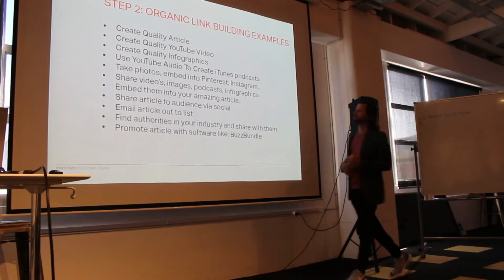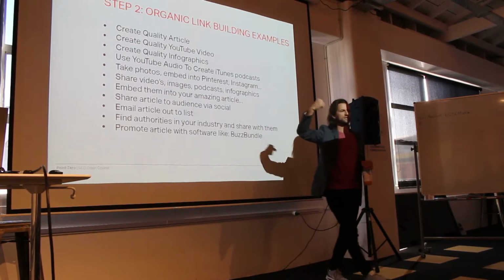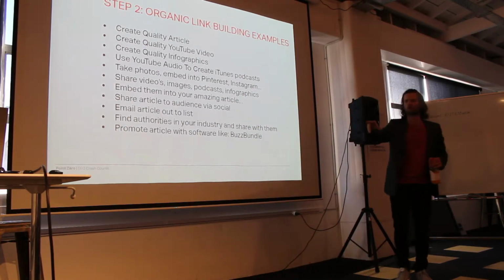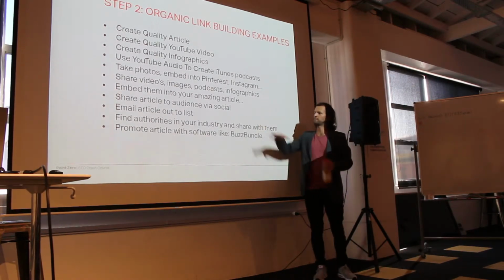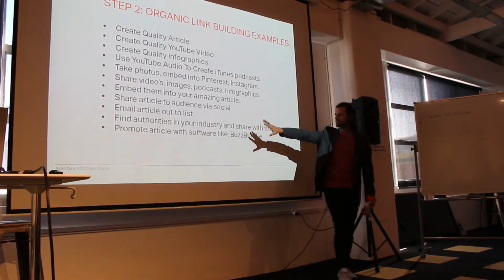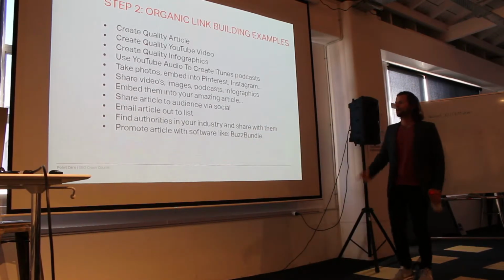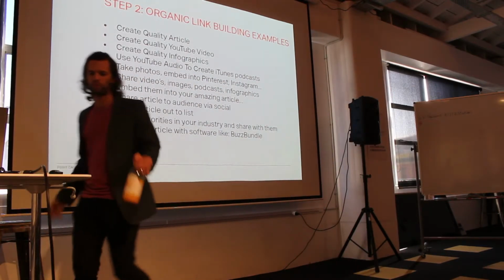So share the videos, images, podcasts, infographics. That's a bit of a no-brainer. Share it to your audience. Start to promote. I'll get into that further. Embed them into your amazing article. You want to have all this stuff embedded in your article, so your article is absolutely amazing. Share article to audience via social. Email article out to list. Now this is where I noticed things started to heat up big time.